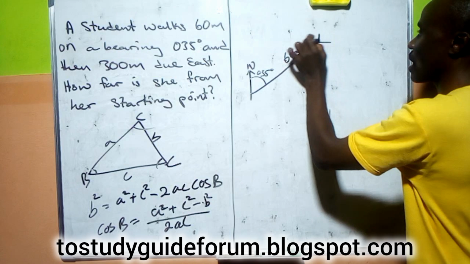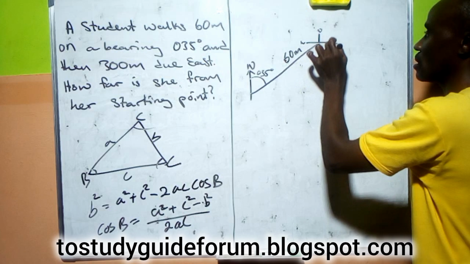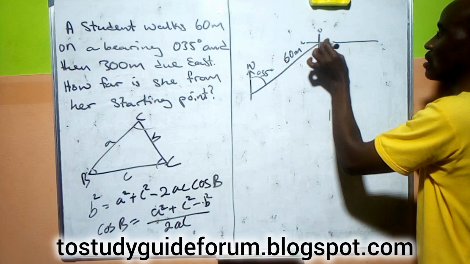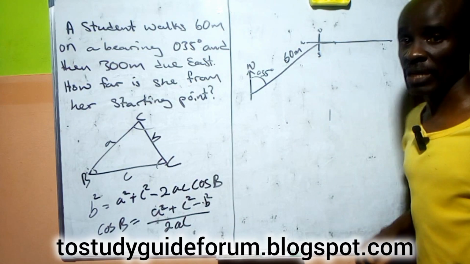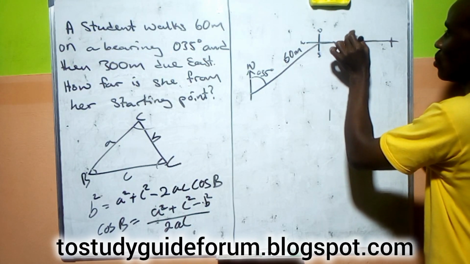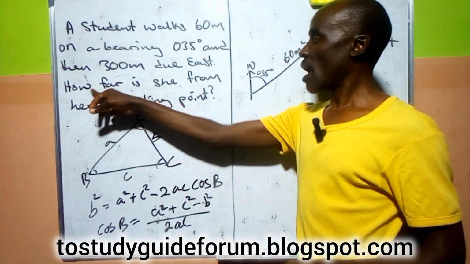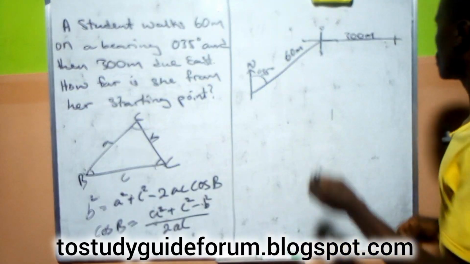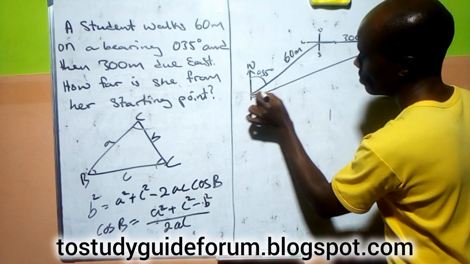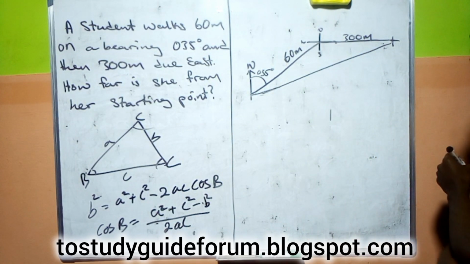That means we have a cardinal point here. Assuming this is north, this is west, this is south, and this is east. Moving due east means all the way east, everything that has to do with east. And in that movement along due east, we have 300 meters. So the question asks, how far is she from her starting point? That is what we are going to be looking at.